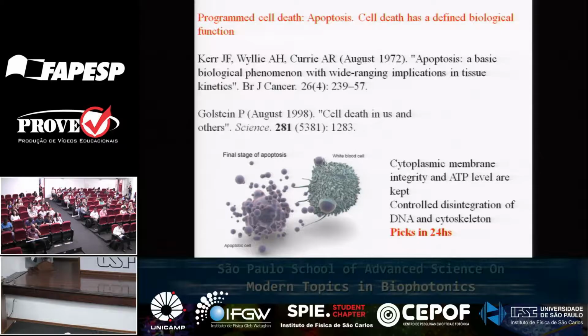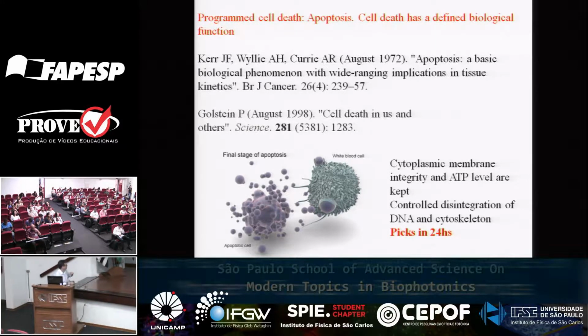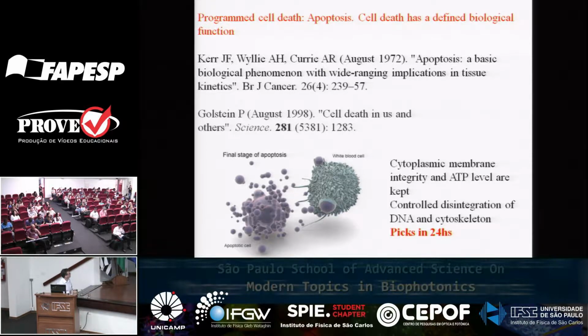So what happens is the cytoplasmic membrane integrity is kept, and the ATP level has to be at a certain level. There is a controlled disintegration of DNA, cytoskeleton, and so on. So it takes time also. So if you are in cell culture and you want to see apoptosis response, there are, of course, many cell signaling mechanisms that occur a few hours after the start of the damage. But if you want to see signs of apoptosis, actually you should look for 1 day after you do the damage.